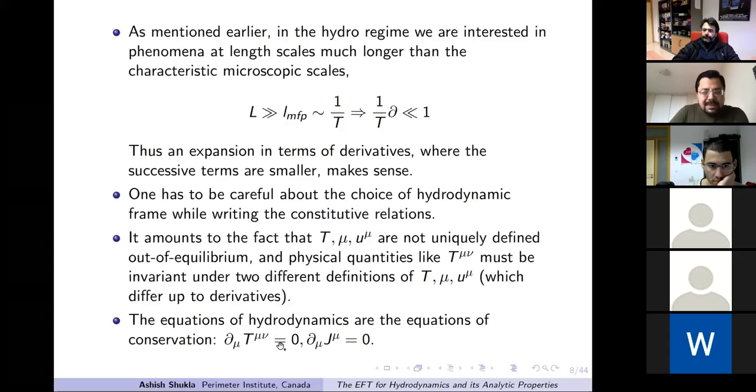Before I move on, let me say what the dynamical equations of hydrodynamics are. Well, the dynamical equations of hydrodynamics are pretty straightforward. These are nothing but the conservation equations for the conserved quantities of your system. So for the stress tensor, it's ∂_μ T^{μν} = 0, and for the current, it's ∂_μ J^μ = 0.